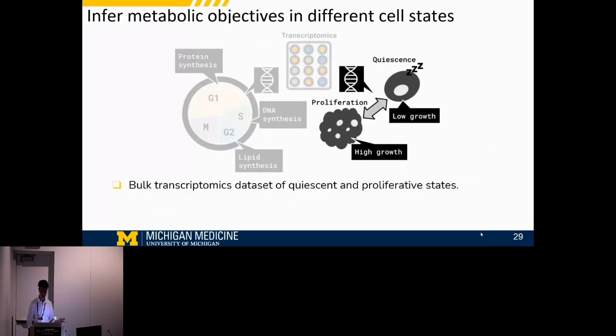And to test our model, we first use quiescent versus proliferative cells, because it's more intuitive. For quiescent cells, we know they obviously show a lower growth rate, and proliferative cells instead divide faster.